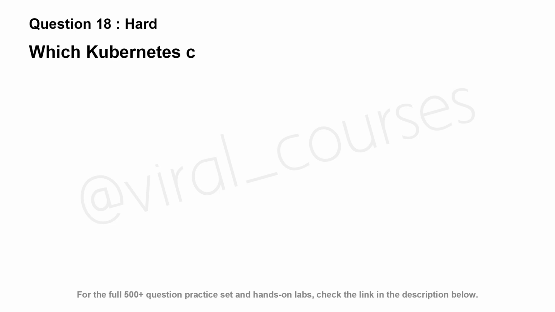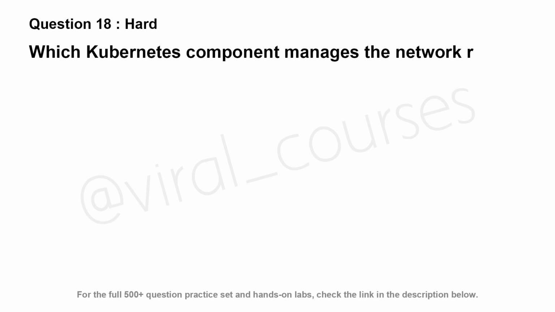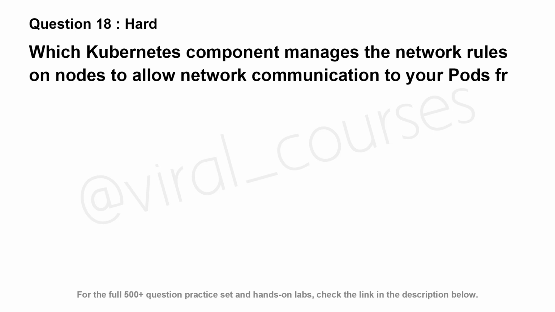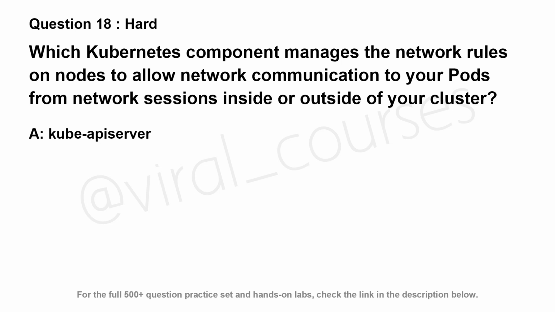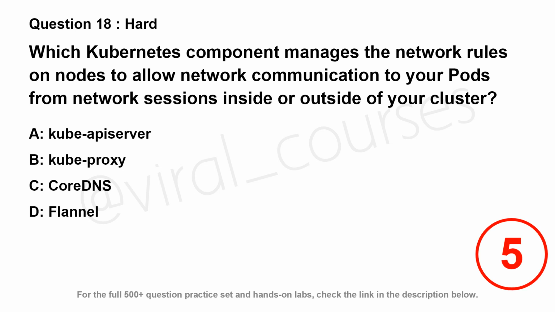Which Kubernetes component manages the network rules on nodes to allow network communication to your pods from network sessions inside or outside of your cluster? Option A. kube-apiserver. Option B. kube-proxy. Option C. CoreDNS. Option D. Flannel.